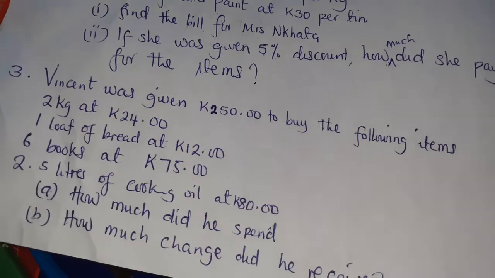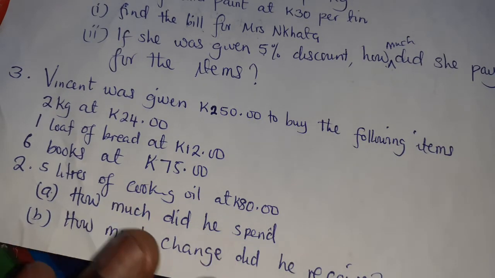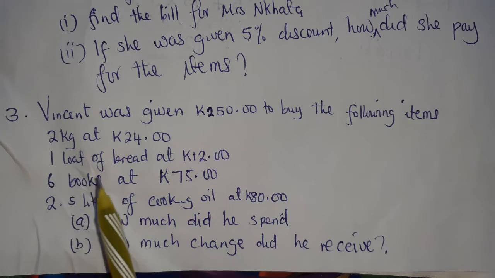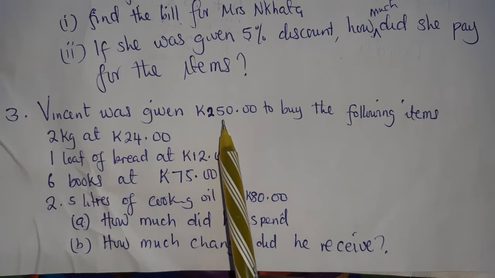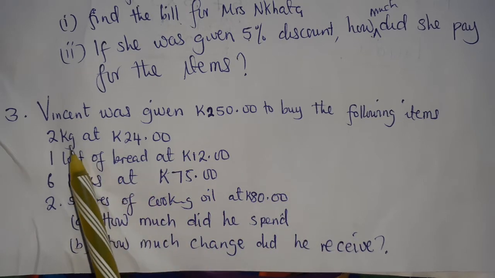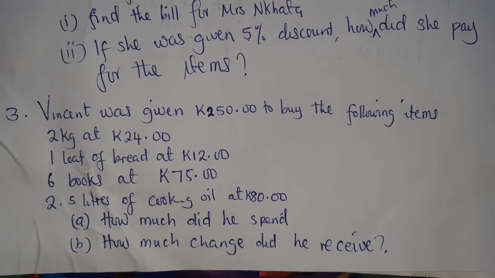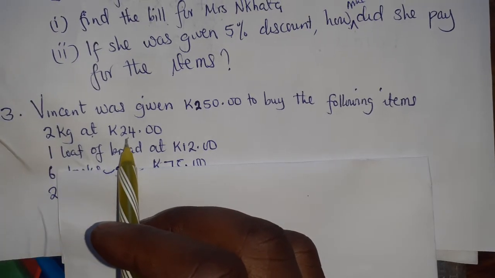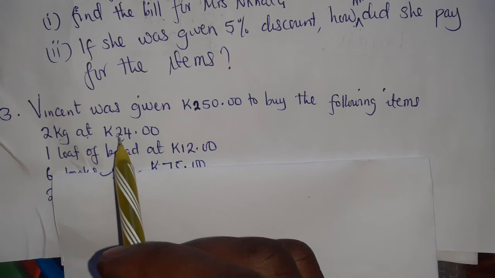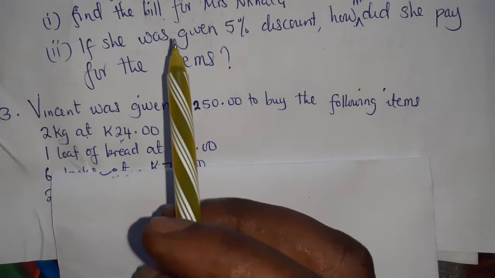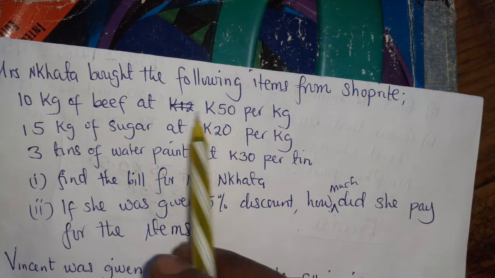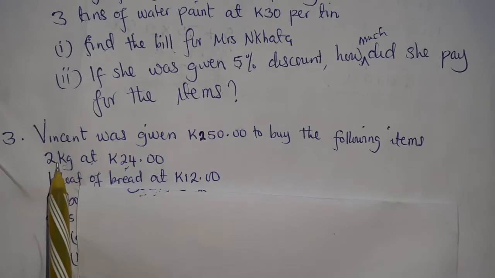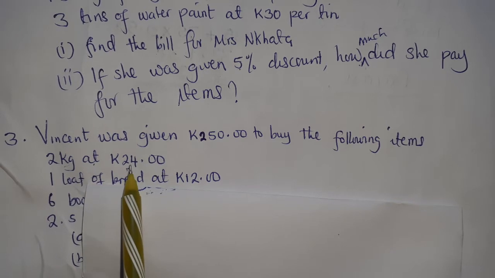We look at the last example. Vincent was given 250 kwacha to buy the following items. 2 kg at 24. I want you to pay particular attention here. 2 kg at 24 kwacha. It's different from 2 kg at 24 kwacha per kg. That is not what it says. This one went further to say at 50 kwacha per kg. But this one doesn't. The 2 kg was bought for this amount.